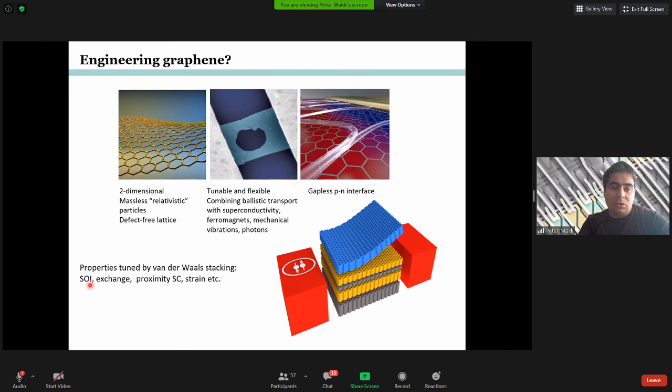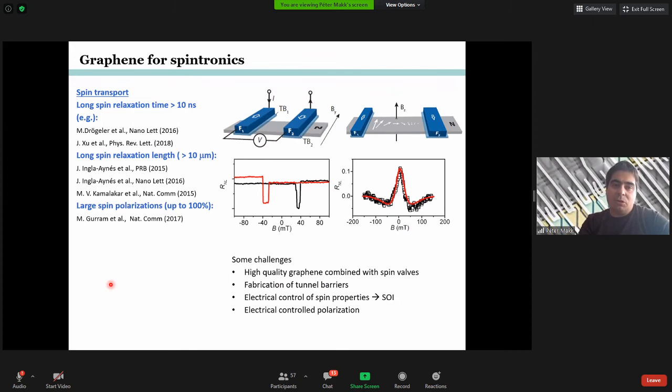You can induce spin orbit interaction, exchange, or superconducting proximity effect, or use Moiré structures. From a spintronics point of view, it's interesting because it's a good spin channel. For example, you can have long spin relaxation times. There are just some papers collected, but it's not exclusive. You can have spin relaxation lengths over several tens of microns, and large polarization. This is because there's little spin orbit interaction and there are not many nuclear spins in graphene.